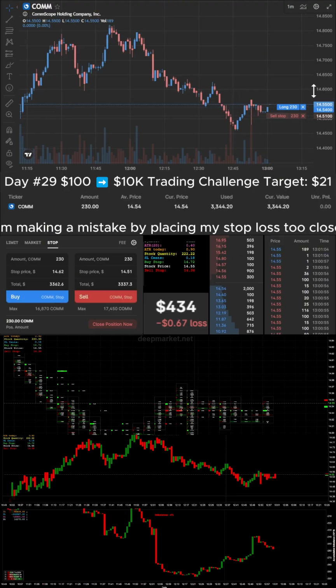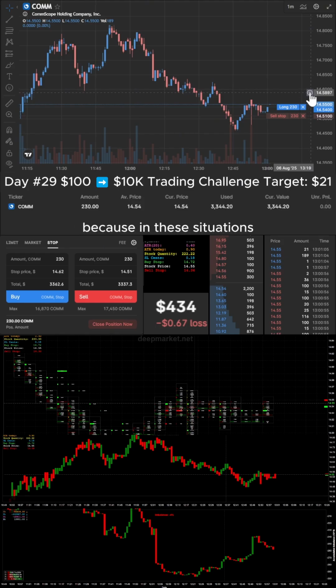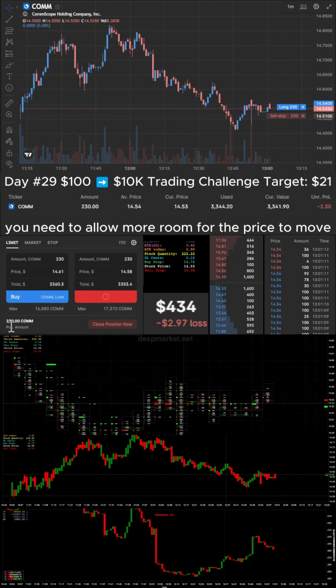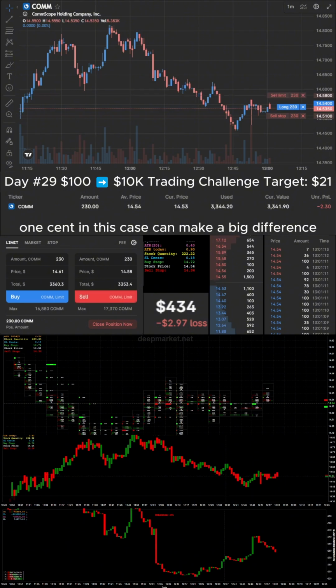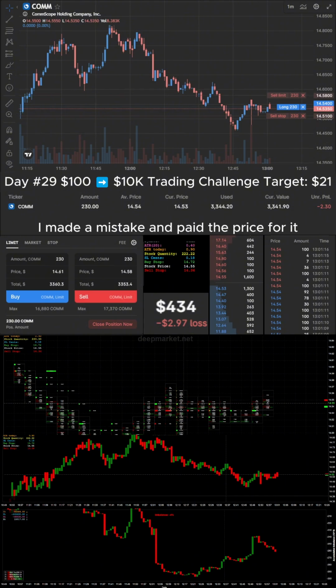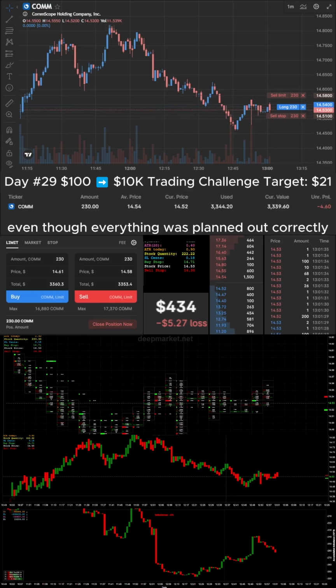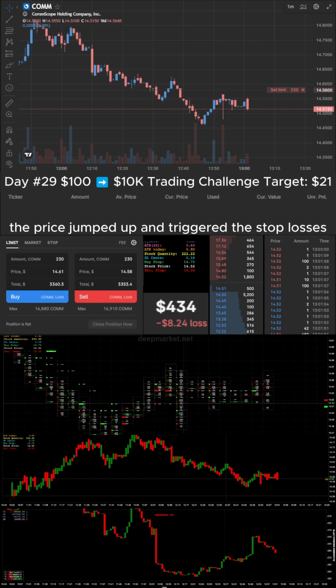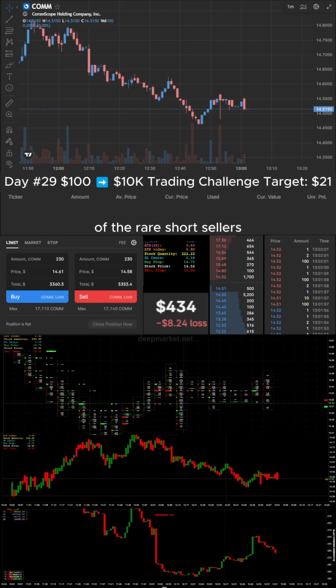I'm making a mistake by placing my stop loss too close. That's a pretty rough mistake because in these situations, you need to allow more room for the price to move. 1 cent in this case can make a big difference. I made a mistake and paid the price for it, even though everything was planned out correctly. The price jumped up and triggered the stop losses of the rare short sellers.